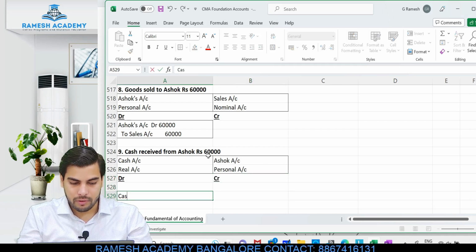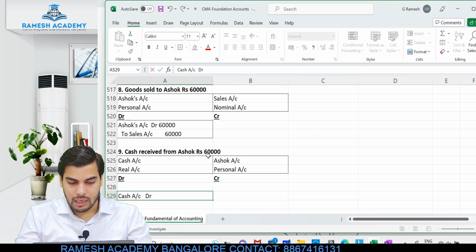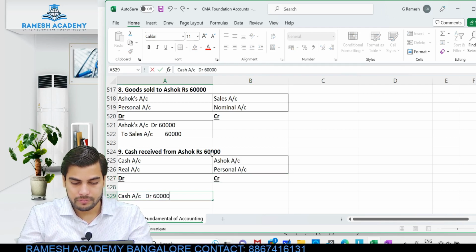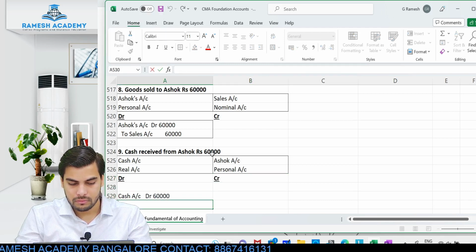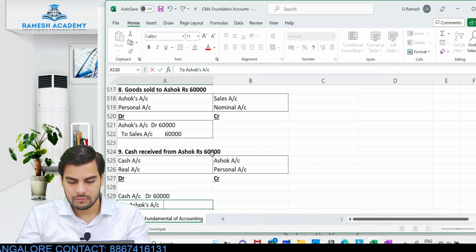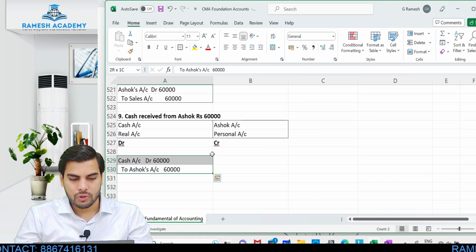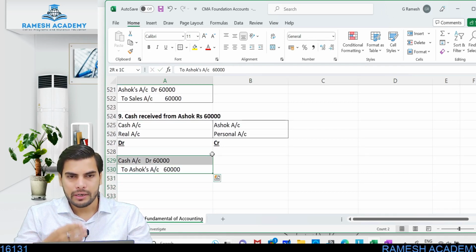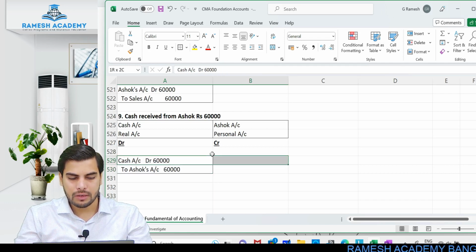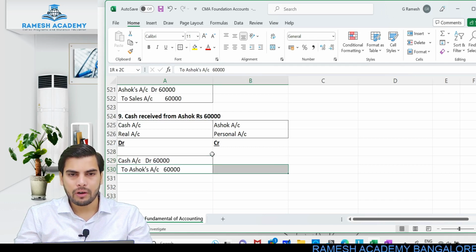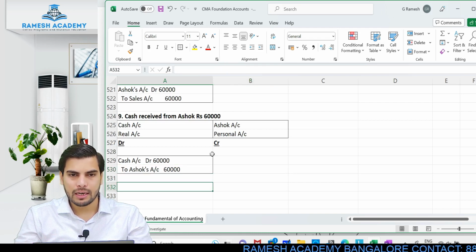So, look at the journal entry. The journal entry would be like this. Cash account debit 60,000. To what? To Ashok's account. Yes. So cash account debit to Ashok's account. This would be the journal entry. I'm receiving the cash. Debit what comes in. Cash is coming into the business. Therefore, I'm debiting this cash. Credit the giver of benefit. Ashok over here is giving this 60,000 rupees. Therefore, we are crediting his account. Is this clear?